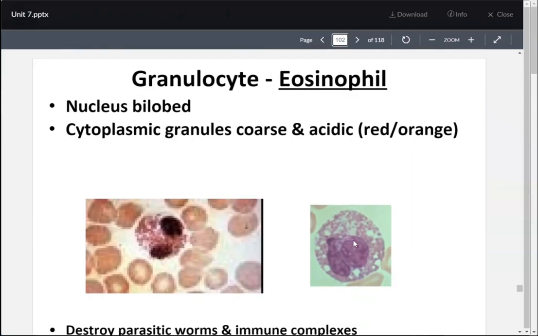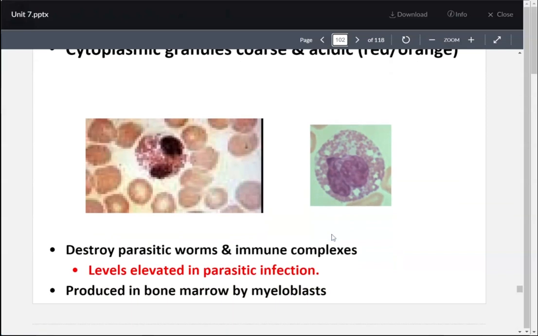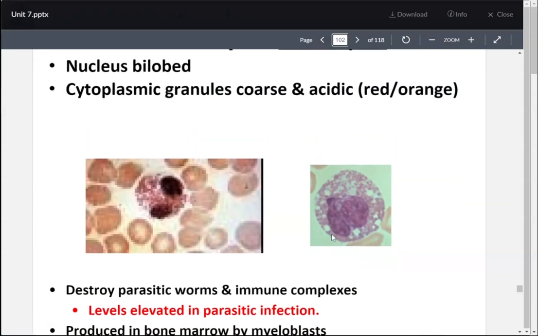Eosinophils are going to have a bilobed nucleus, as you can see here. Granules are going to be coarse and acidic, so it's going to take on a red-orange hue. And eosinophils are going to be present whenever you have a parasitic worm infection, elevated specifically in those, and will be involved in various immune complexes.